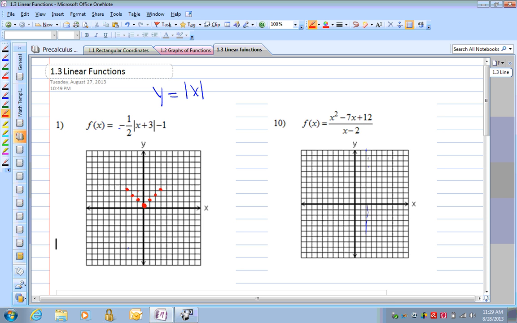So one thing that should jog your memory is an absolute value graph is a V-shaped graph. Now we're going to look at those transformations. Let's put those in another color. Let's look at those transformations.